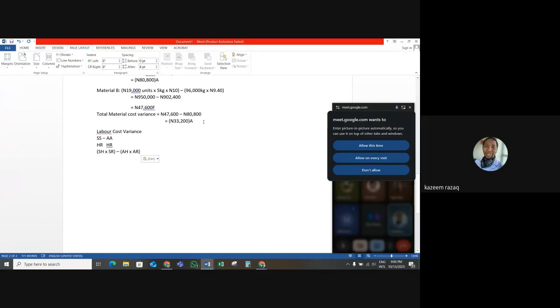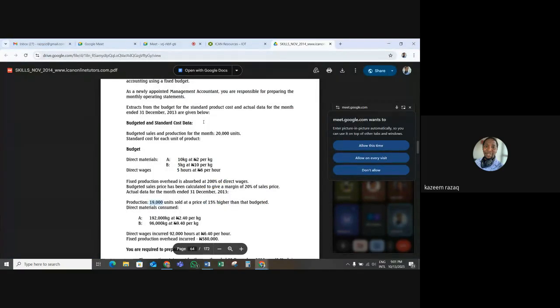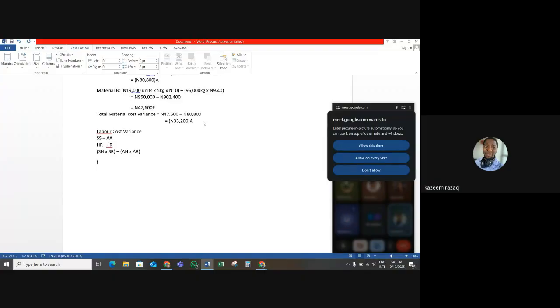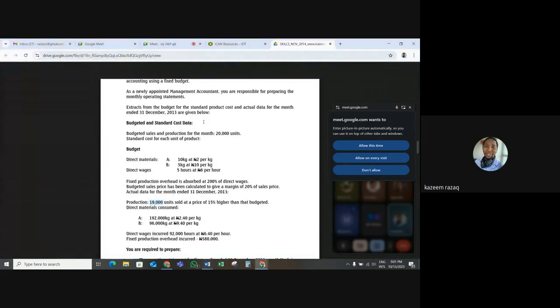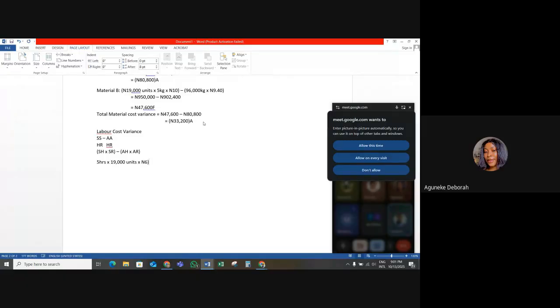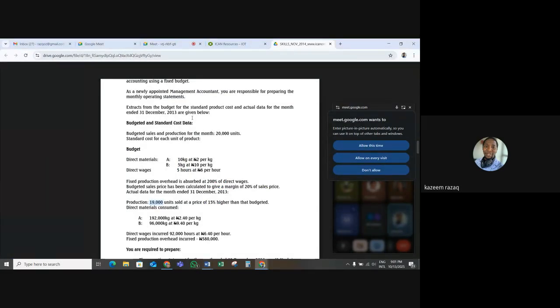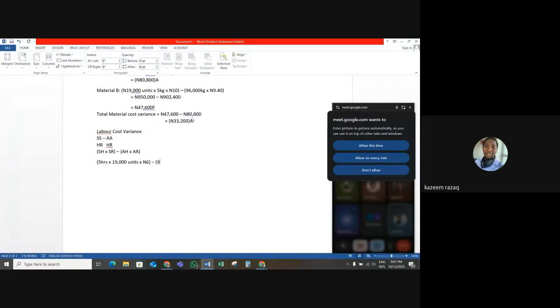Okay. So what's the standard hours in the question? 5 hours times 19,000 units, right? Times standard rate is what? 6 naira per hour. Minus actual hour is what? 92,000 hours at 6 naira 40 kobo. Yes, sir. 92,000 hours times 6 naira 40 kobo. What does that give us?